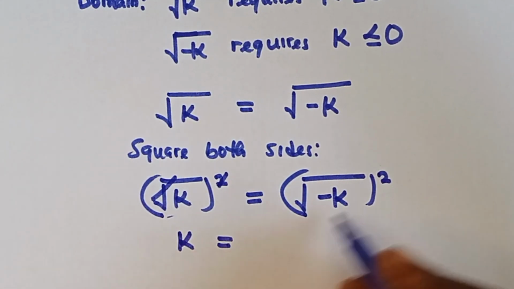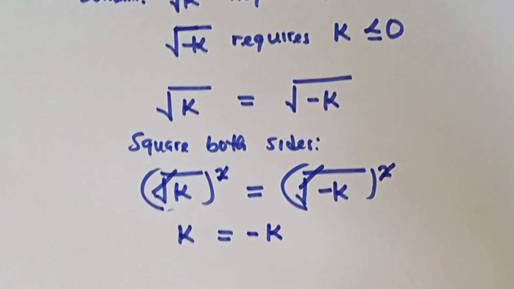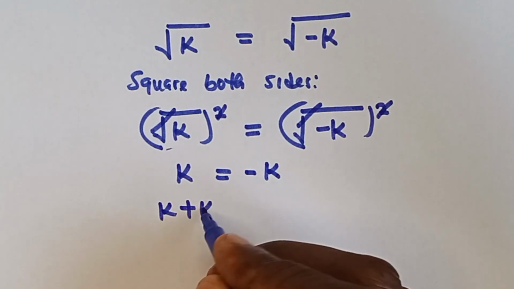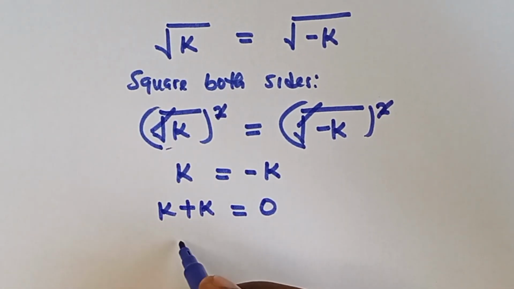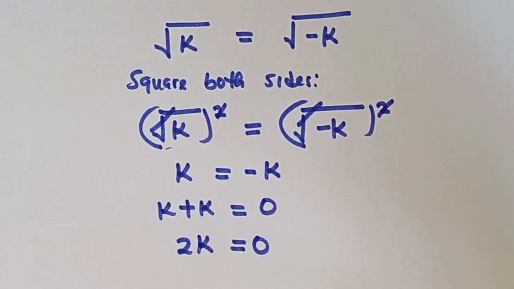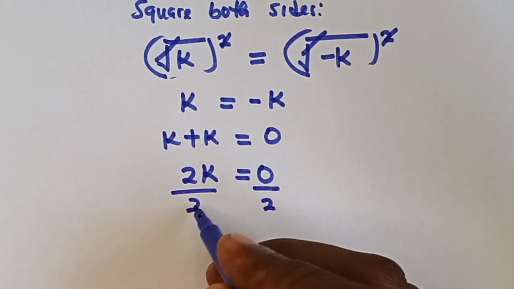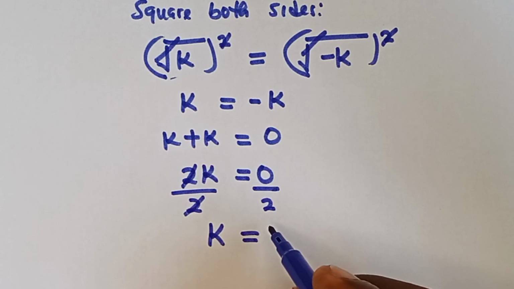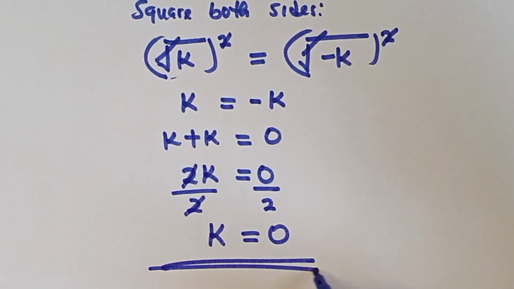We have k equals, here also, minus k, and then let's bring them together. Bring this here. So we have k plus k equals 0. Okay, so k plus k is 2k. We have 2k equals 0. Now we divide both sides by 2. So we have k equals, what is 0 divided by 2? It's 0. Alright, so our answer is 0.